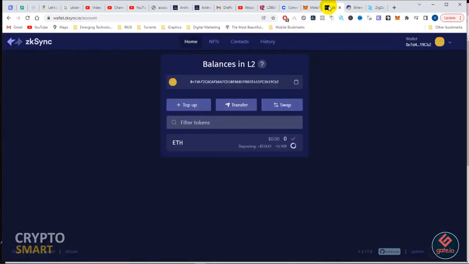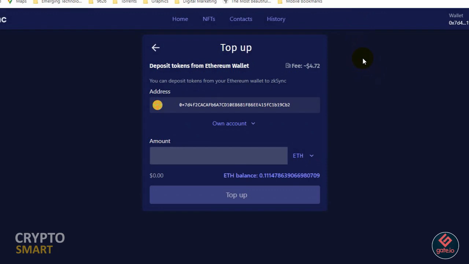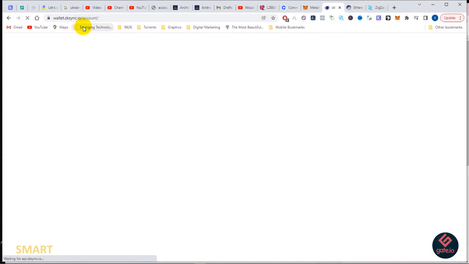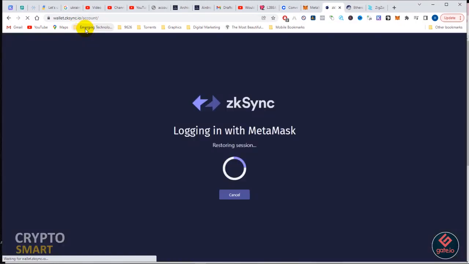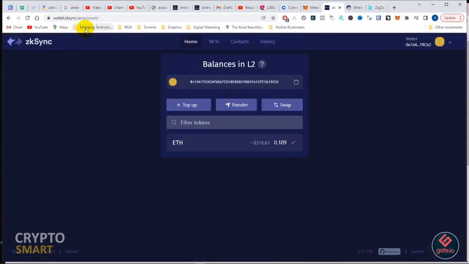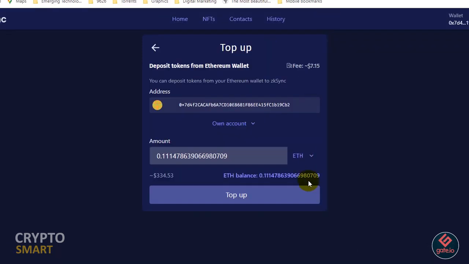I'll be paying a fee of $4.72. I think it was $10 some few hours ago, so it fluctuates. It's not stable, but it's alright. Where you want to transfer from is your own account. The amount you want to transfer is this amount in ETH, and I want to transfer everything. Then you hit Top up. Follow the instruction in your Ethereum main wallet. It's going to interact with my MetaMask, and I'm just going to follow accordingly. It's very easy to do.